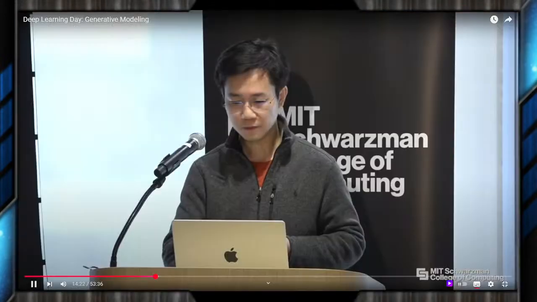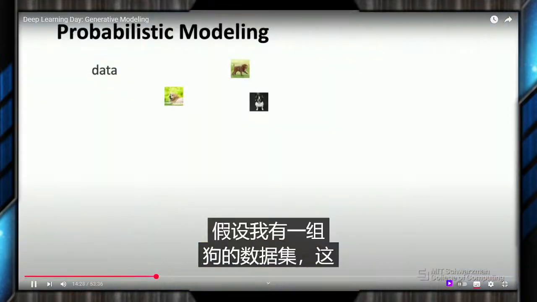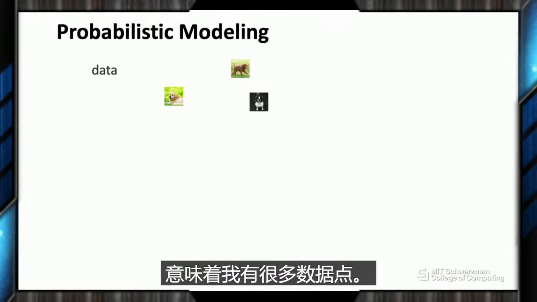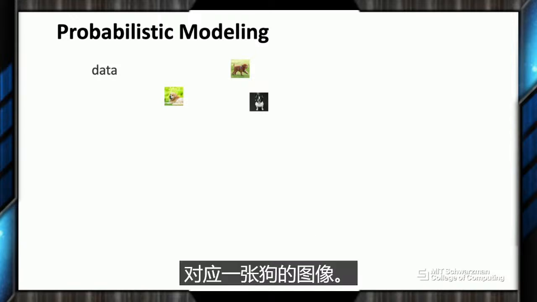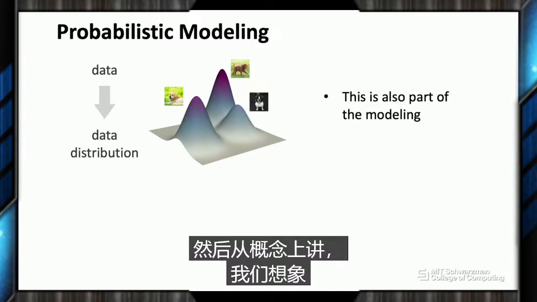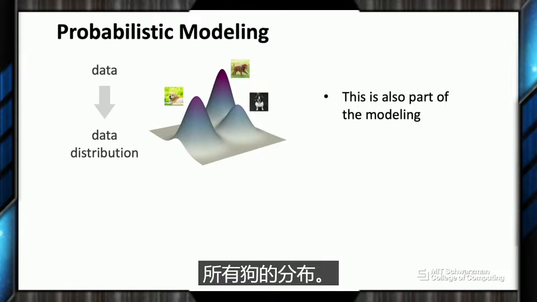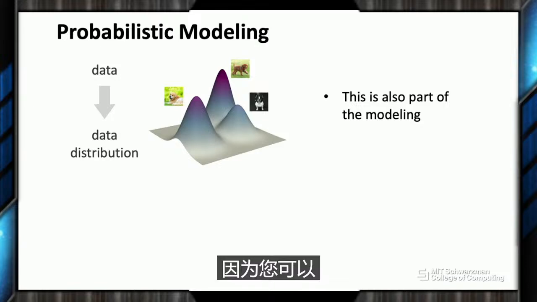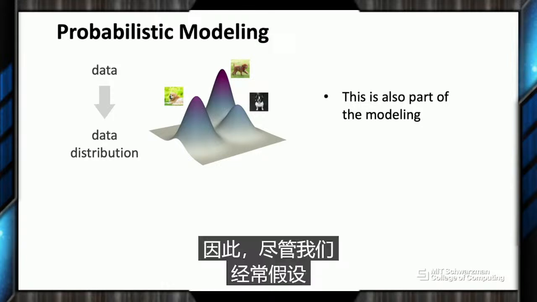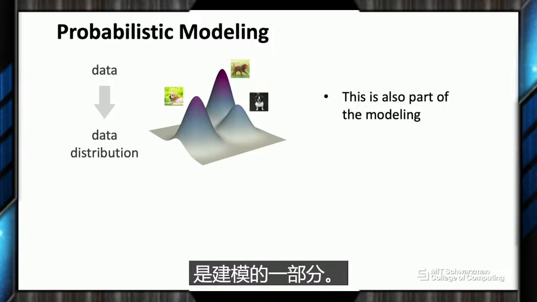Now, for example, let's say we have some data. Let's say I have a data set of dogs, which means I have many data points, and every single data point would correspond to one image of a dog. Then conceptually, we imagine there is some underlying distribution that can model the distribution of all dogs. So it's worth noticing that this is already part of your modeling because you can model the underlying world generator in many different ways. So even though we often assume there is this underlying distribution, this distribution is a part of the modeling.